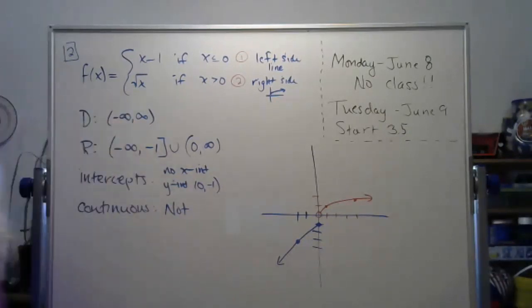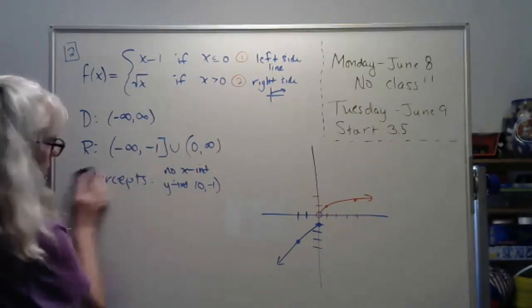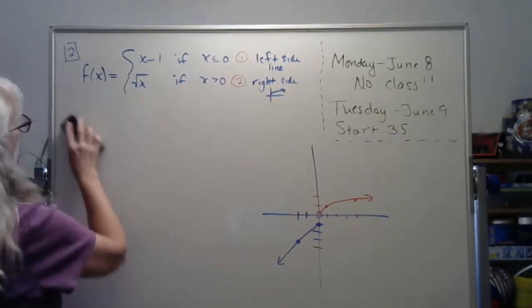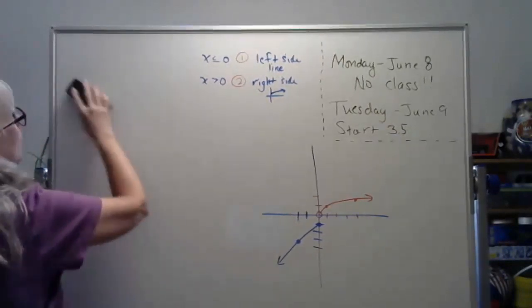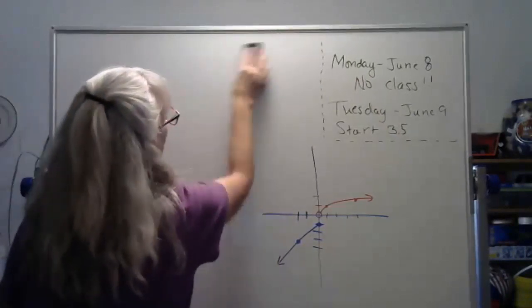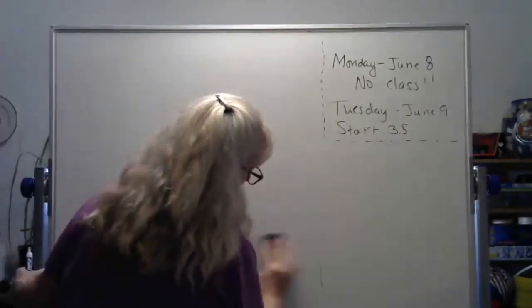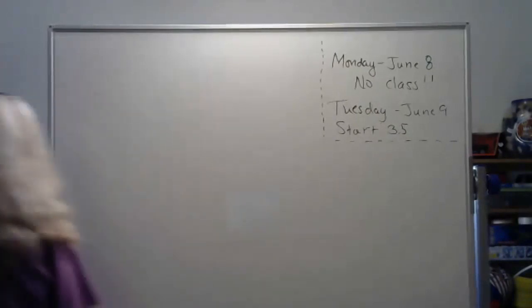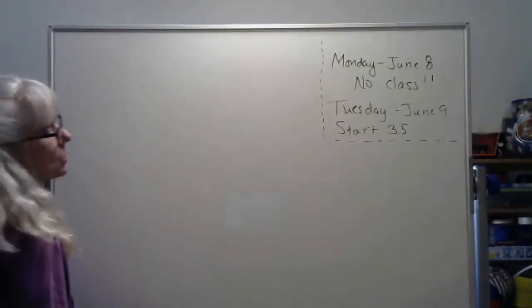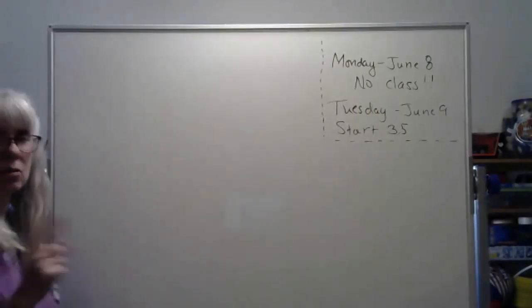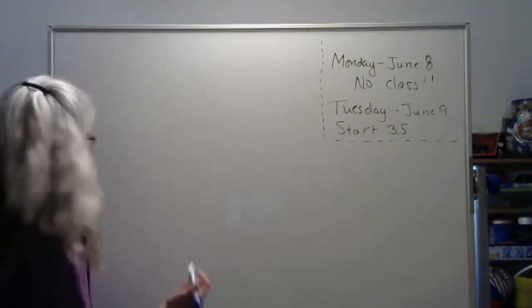Okay, let's go try another one. I think you guys have 4 to graph, 3 or 4. Okay, so our next one, same directions. Once we've got it graphed, we're going to find the domain and the range, talk about the intercepts and continuity.